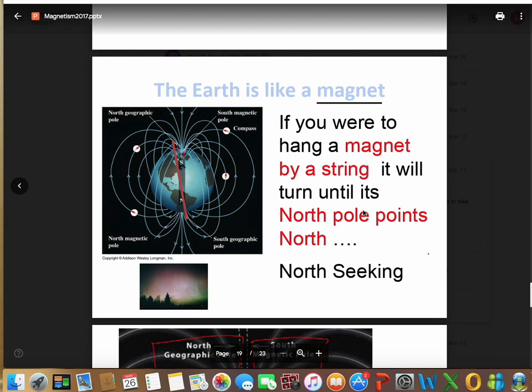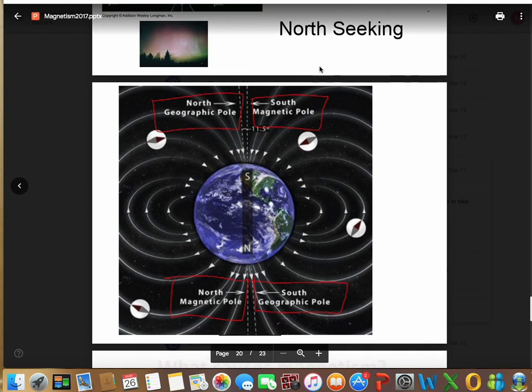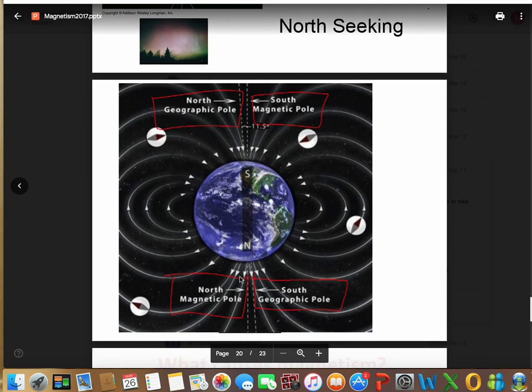Pretty cool stuff, huh? All right, so here's another picture showing you that our magnetic pole is down here. What does that say? North. But our South Geographic Pole is down there. And the same thing up here. So our Earth is a great big magnet, but the South and the North have flipped.